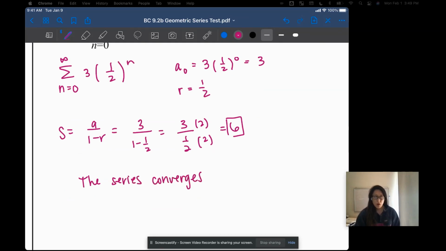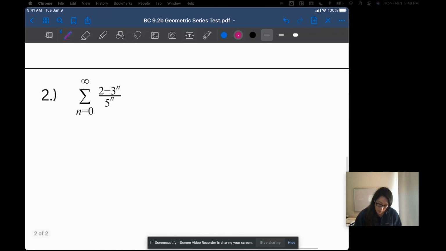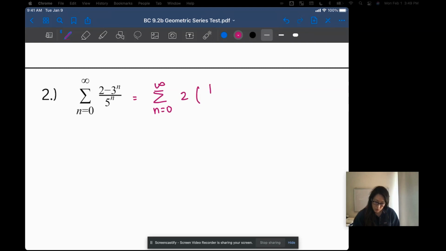converges. So if we add up all the terms of the series, all the infinite number of terms in the series, it's going to just equal 6 in the end. Yeah, it's pretty cool. All right, so the next one we rewrote as the sum from n is equal to 0 to infinity of 2 times 1 over 5 to the nth power minus the sum from n is equal to 0 to infinity of 3 over 5 to the nth power. So we do have to find, because we wrote this as two summations, let's find the sum of each and then add them together.